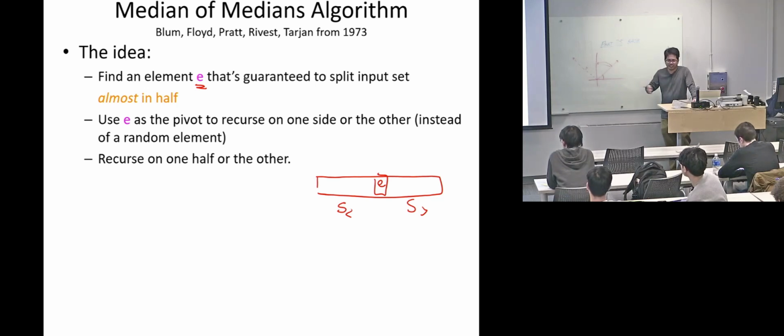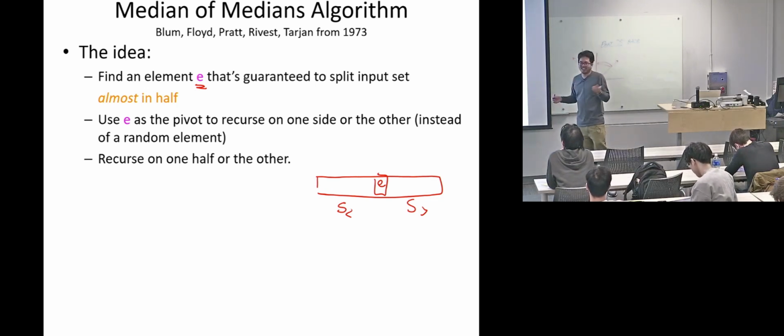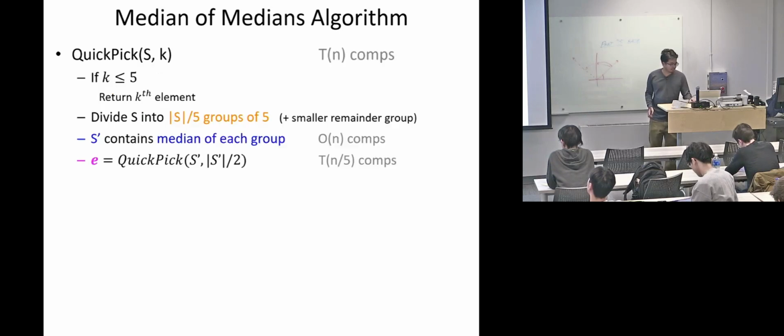This kind of looks like a chicken and egg problem, right? Because if we know how to choose E in the middle, then we would know how to pick the median already. But the question might be how to find the median fast. And here you said, okay, we want to find the median first. But anyway, here's an idea.